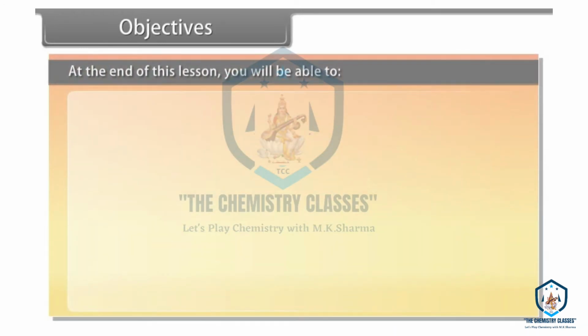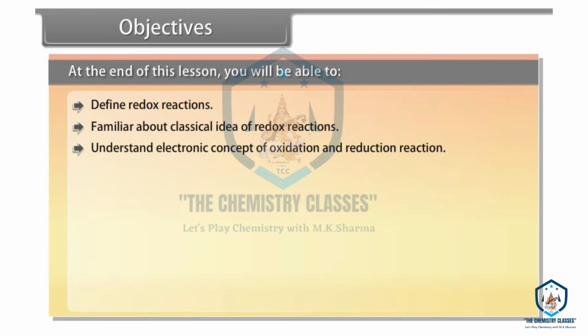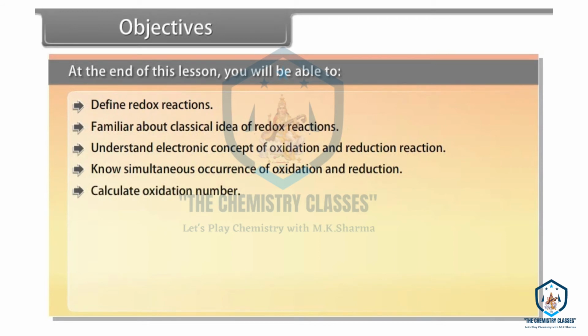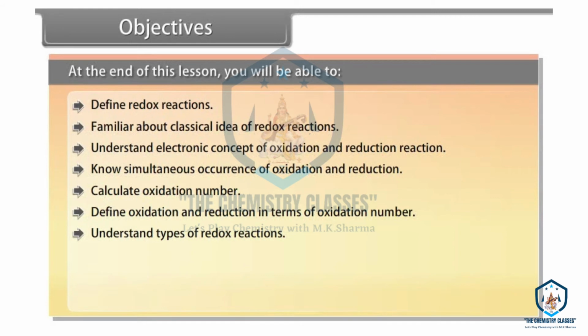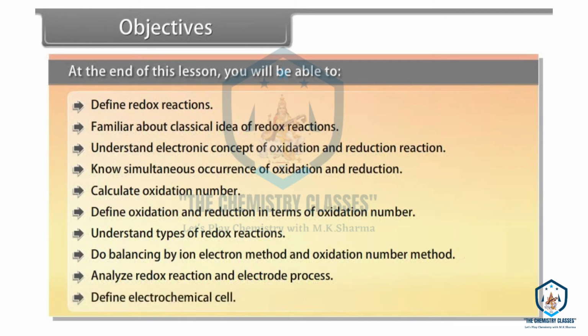At the end of this lesson, you will be able to define redox reactions, become familiar with the classical idea of redox reactions, understand the electronic concept of oxidation and reduction reactions, know the simultaneous occurrence of oxidation and reduction, calculate oxidation number, define oxidation and reduction in terms of oxidation number, understand types of redox reactions, do balancing by the ion electron method and oxidation number method, analyze redox reactions and electrode processes, and define an electrochemical cell.